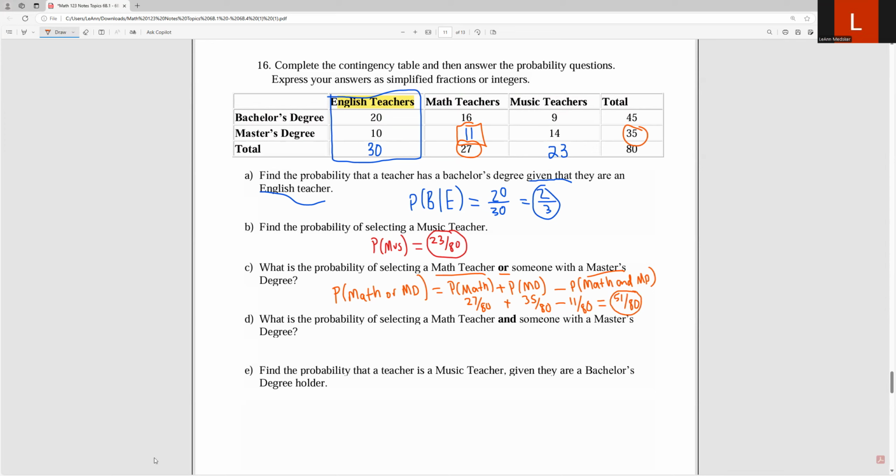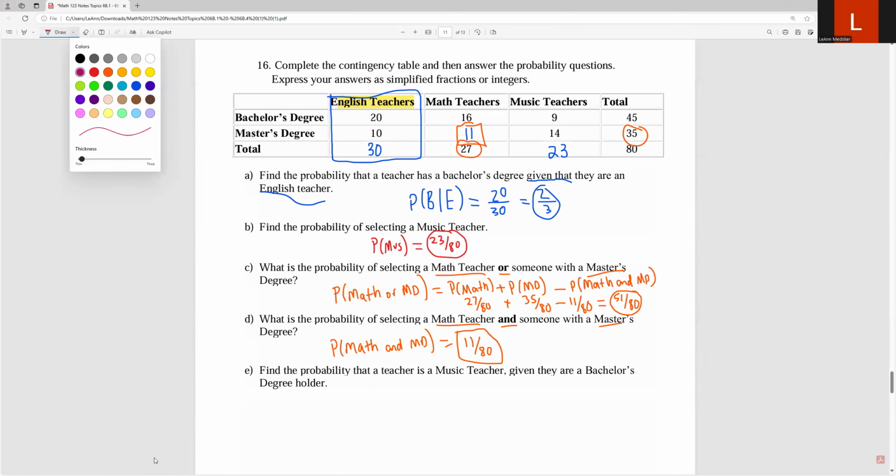Now we want to do an and problem. Now notice we've already kind of answered this because it's the same two subcategories we were just dealing with. Probability of math and master's degree is just the overlapping people. That was the 11 teachers who were in both groups at the same time out of 80, and that does not reduce.